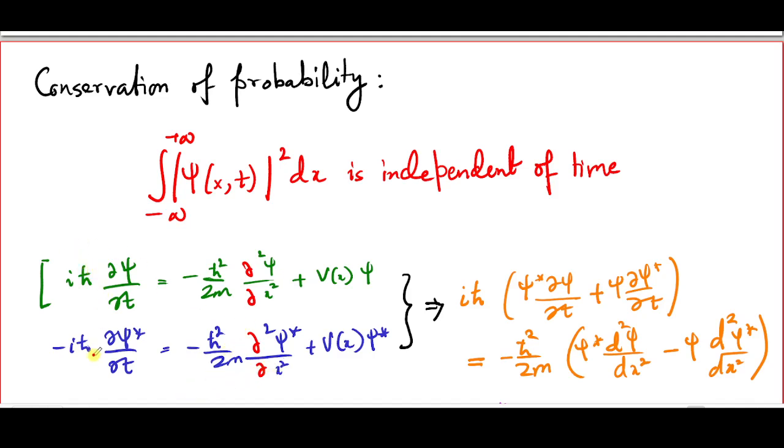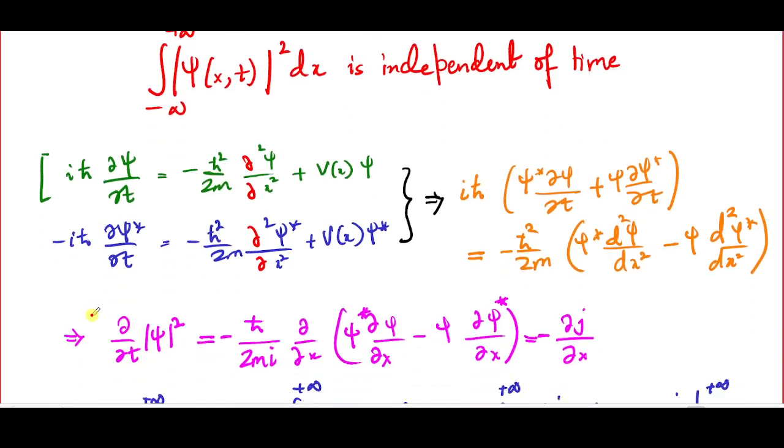Multiply the first one by psi star, the second one by psi, and subtract the two, and this leads, after a simple manipulation, to the result which you know as the equation of continuity for probability density. Del t of psi mod square turns out to be minus del j del x. This j is, of course, the same thing as h cross by m times the imaginary part of psi star del psi del x, the current density that we had used earlier in our first year course to figure out what the reflectance and the transmittance are.